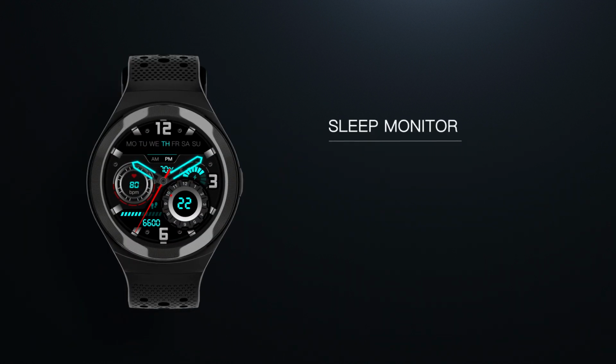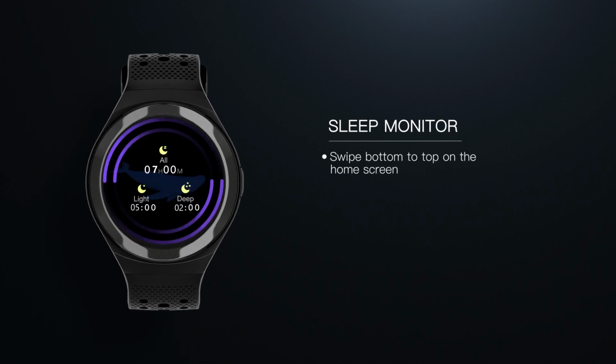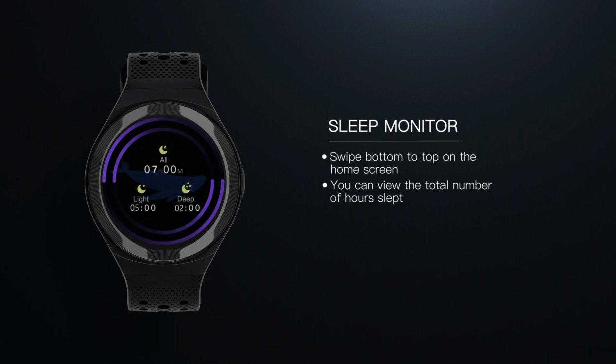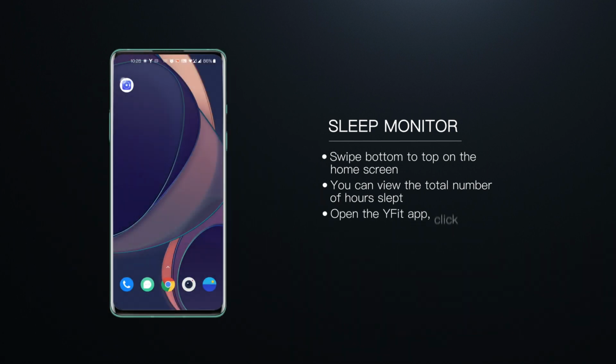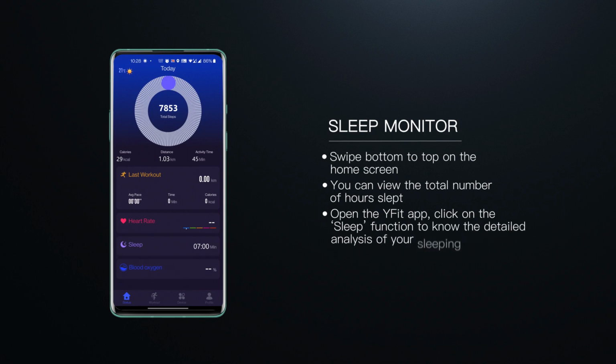Sleep monitor. Step 1. Swipe bottom to top on the home screen. Step 2. You can view the total number of hours slept. Step 3. Open the YFit app. Click on the sleep function to know the detailed analysis of your sleeping patterns.